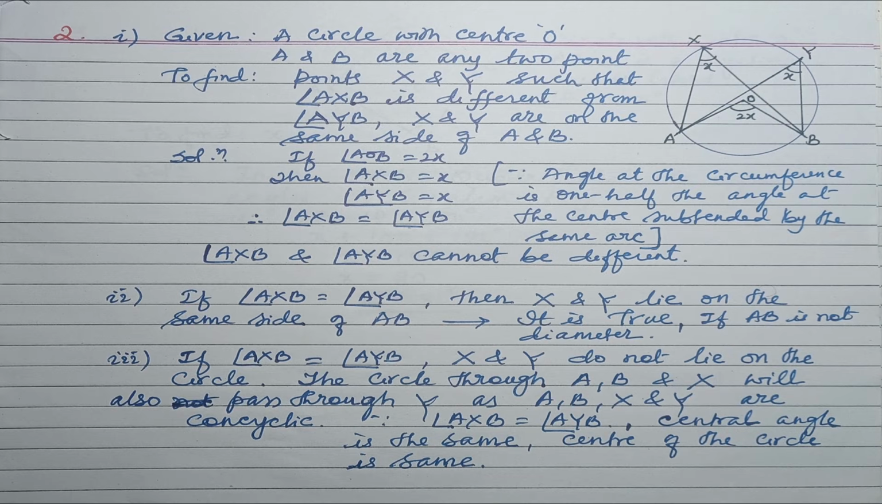Now coming to the next example, we are given a circle with center O. A and B are any 2 points on the circle. Now we have to find the points X and Y such that angle AXB is different from angle AYB.